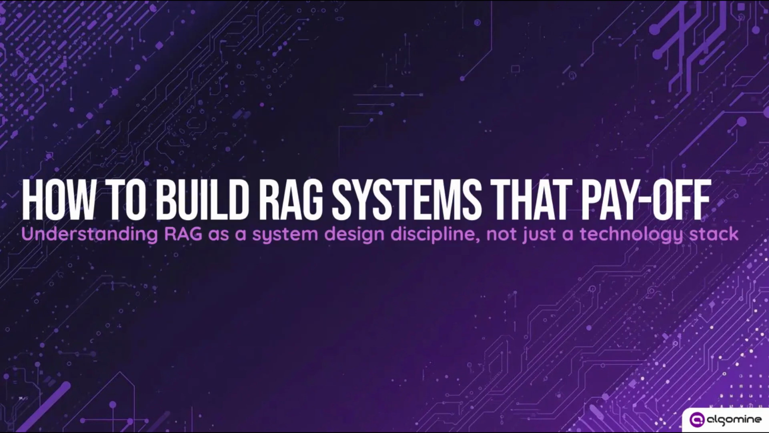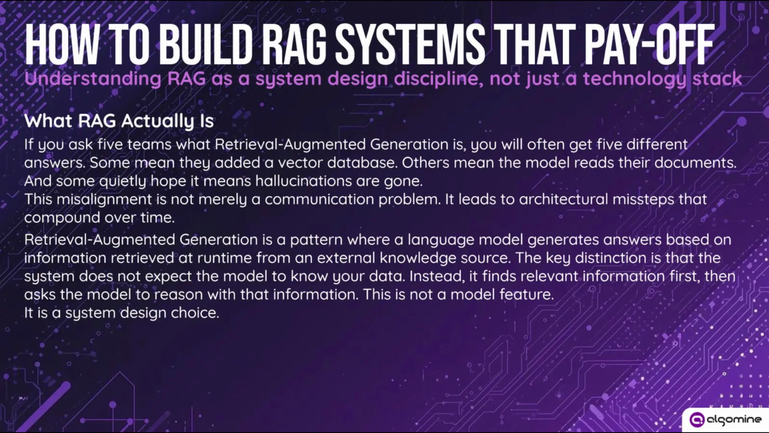Chapter 1: How to build RAG systems that pay off. If you ask 5 teams what RAG is, you'll get 5 different answers. Some think it's just adding a vector database. Others think the model magically reads their documents. This misalignment leads to architectural mistakes that compound over time.